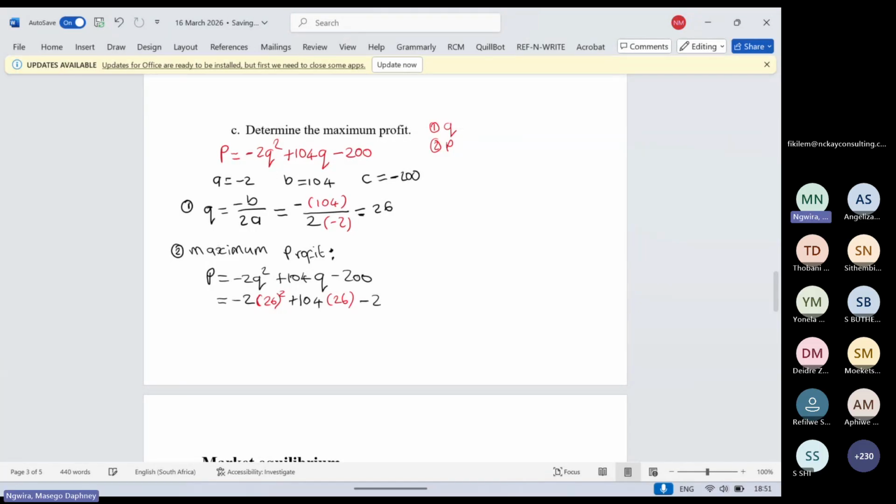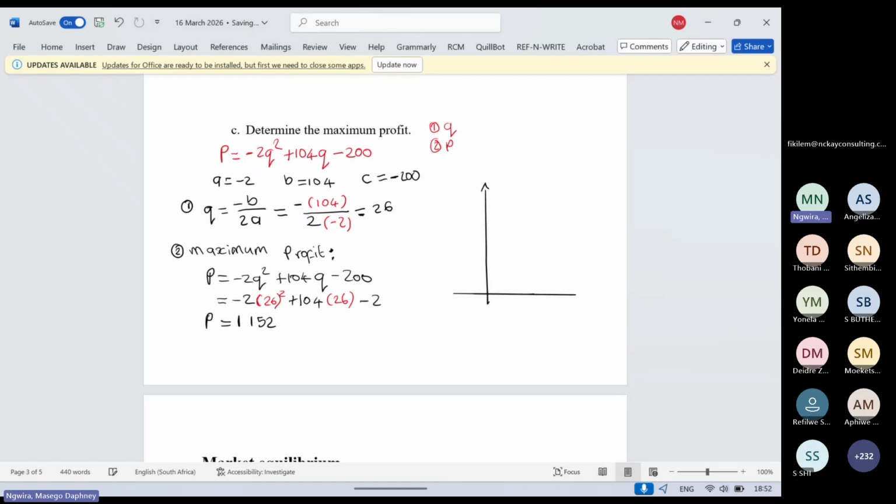This is minus 200. So maximum profit is going to be 1,152. This means that when the firm produces and sells 26 units of products, they will make a profit of 1,152 rands. That's our maximum profit. Then if I was to draw the function, it will look something like this. Again, this is just an example. This is the maximum profit.